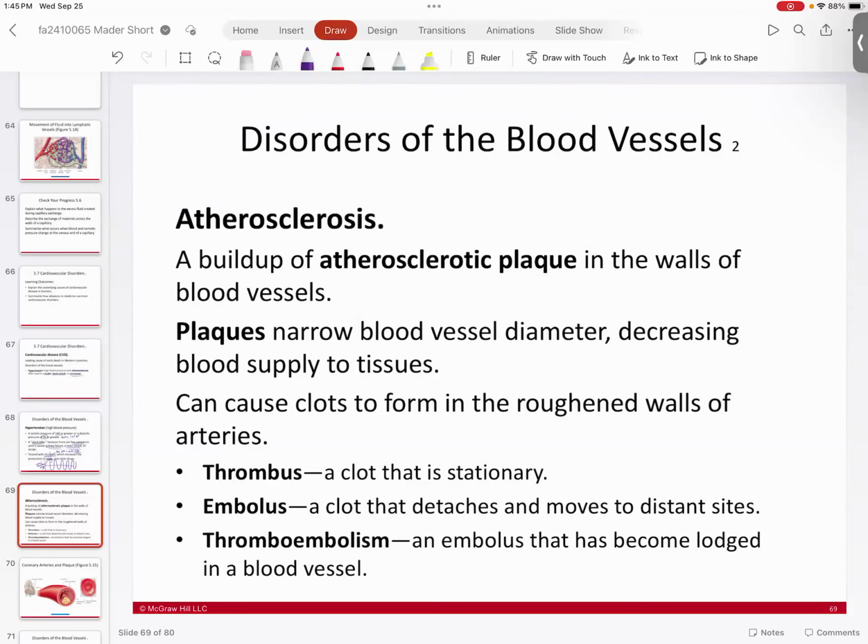So basically this is the buildup of plaques in your blood vessels. When you have a blood vessel, the liner in your blood vessel will start to build up this plaque, this lipidy type of plaque. And as this plaque builds up, it starts to diminish blood flow.